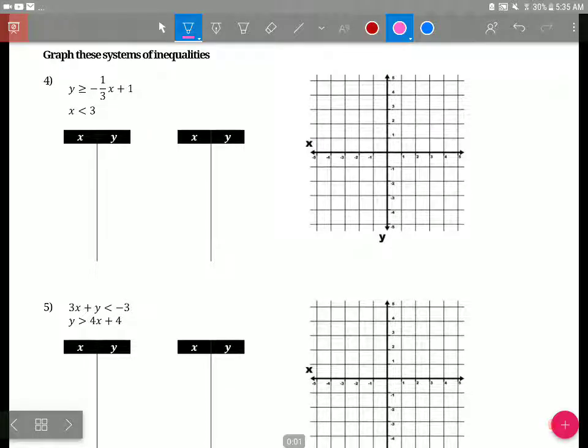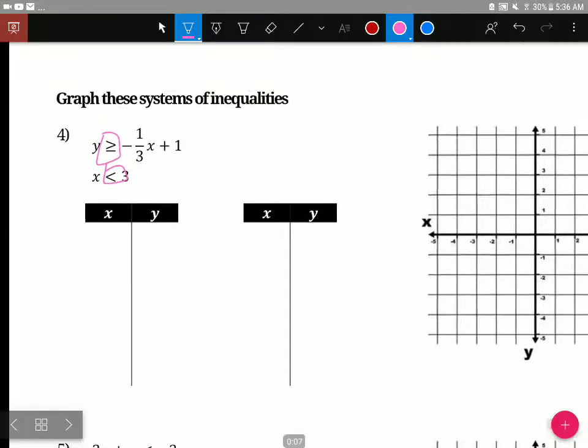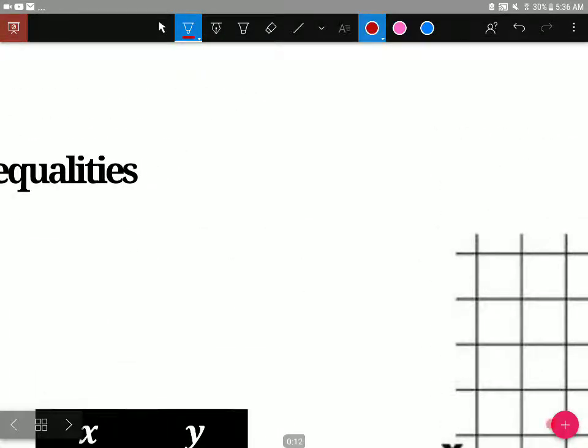All right, these are inequalities. Okay, we're going to graph these the same way, but remember that with the inequality signs, we've got a couple of things going on. If it is greater than or equal to, we're going to shade above the line. If it is less than or equal to, we're going to shade below the line, because if you are less than something, you are below it.